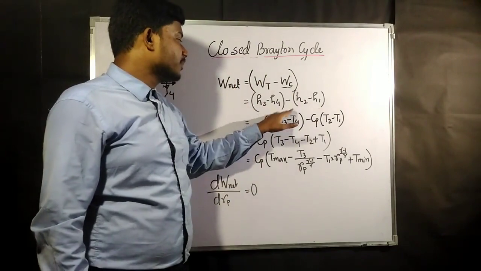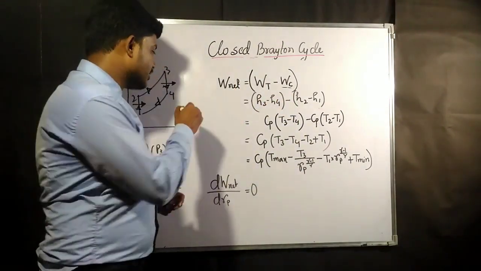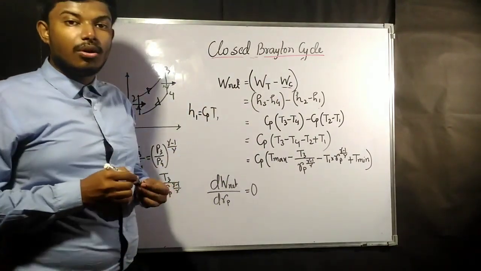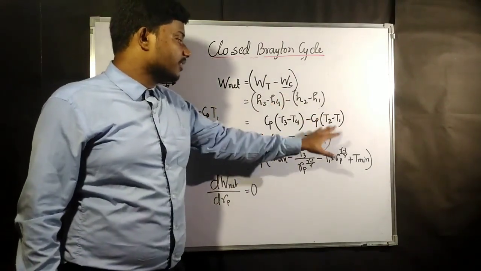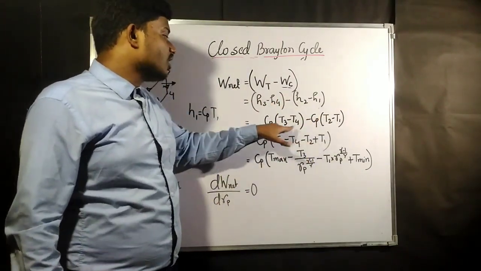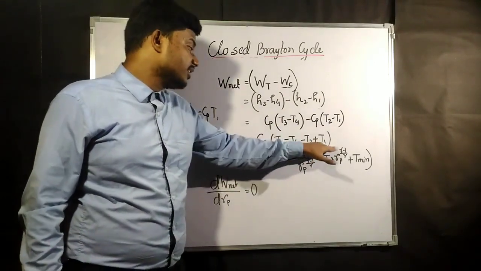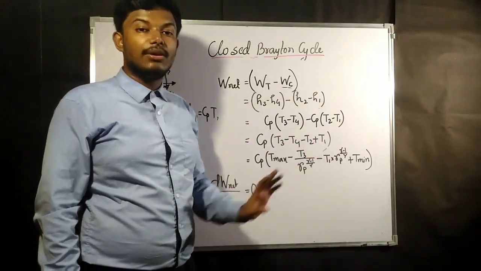Now if you remember, we have always said that enthalpy is nothing but Cp into that temperature. Enthalpy at some point is going to be Cp into that temperature. So by putting Cp into those temperatures in all these things, we are going to get this expression. After that, if you take Cp common, this is the thing you are going to get inside the bracket: T3 minus T4 minus T2 plus T1.